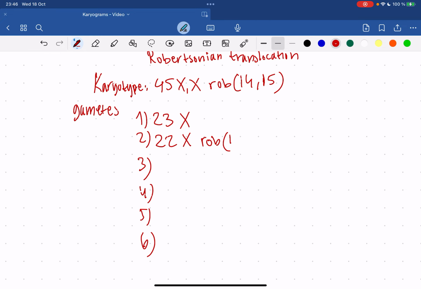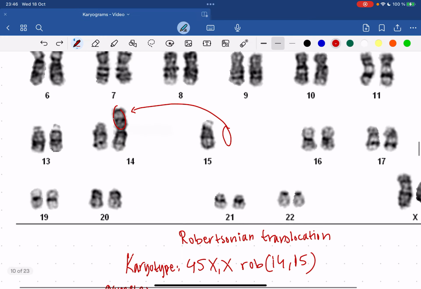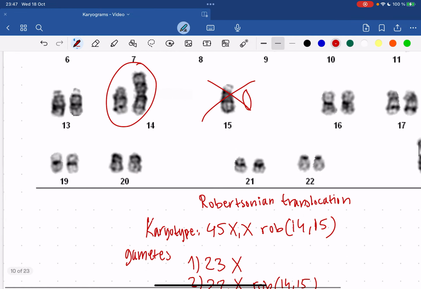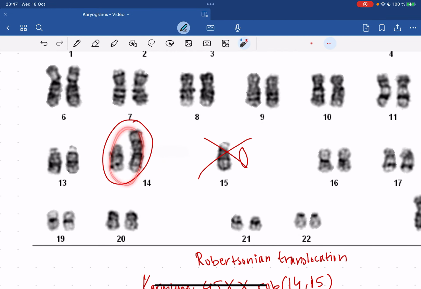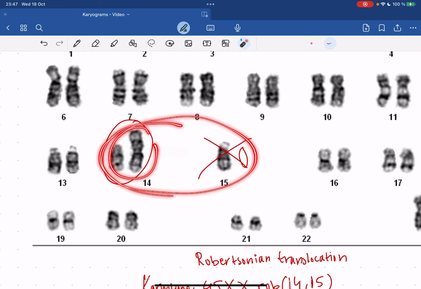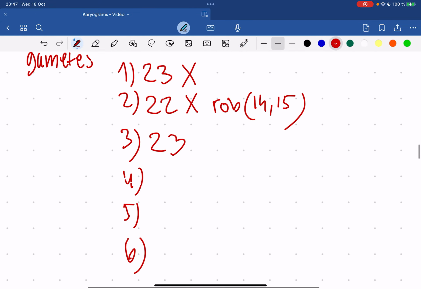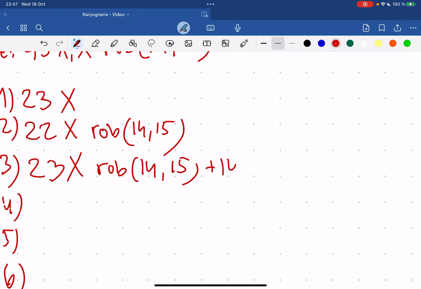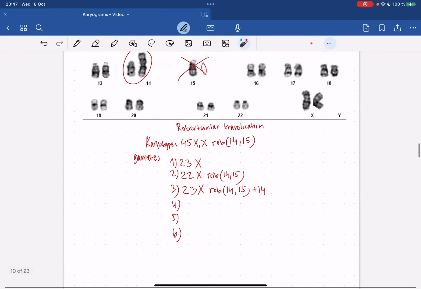14, 15 right here. Because we have to write it in numerical order, not in the order of which one went to which one. Okay, 3 would be if we picked, for example, these 2 and not this one. In our case here, we would have 2 that represents 14, so we would have an additional 14. So if we write it down, 23, because it would be 23 chromosomes, because we have 2 here and no 15 here, so technically this will be equal to 2 chromosomes, which is normal for gametes. So it would be normal amount of chromosomes, 23, X, Rob, 14, 15, because we still have this monstrosity right here. But we will have plus 14, why? Because we have picked this one as well. So it would be plus 14.